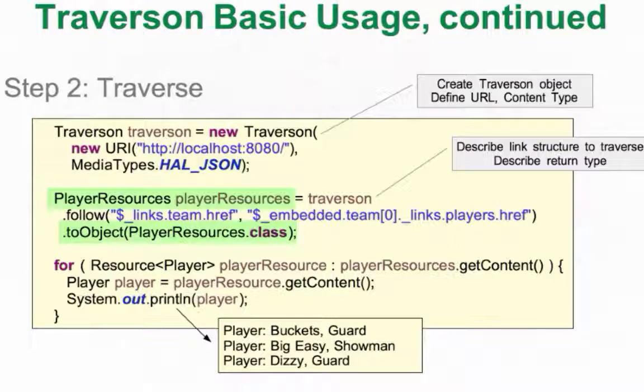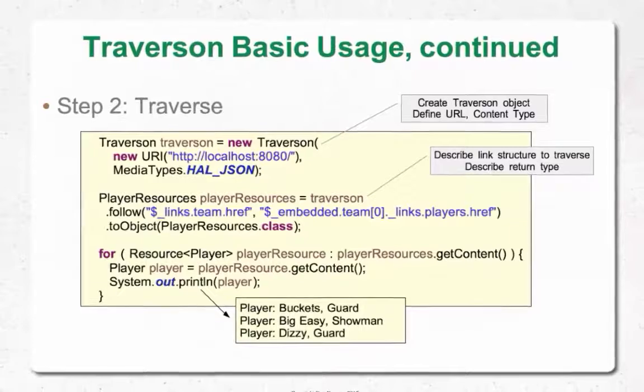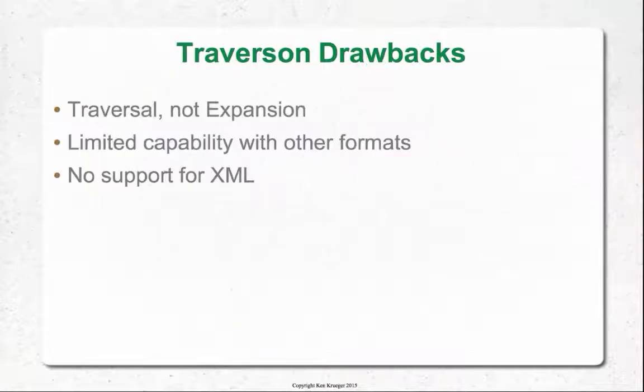The resulting document is a list of player JSON objects, and these are unmarshaled into the player's resources, which basically can handle a collection of players. In essence, this is a collection of player resource objects, each of which has a player and perhaps some links to other resources. Now, if you call get content on either the player resources or the player resource, you get whatever it is holding. So if you call get content on player resource, you can see it is easy to loop through and print out the details of each player. There's 3 in this case.